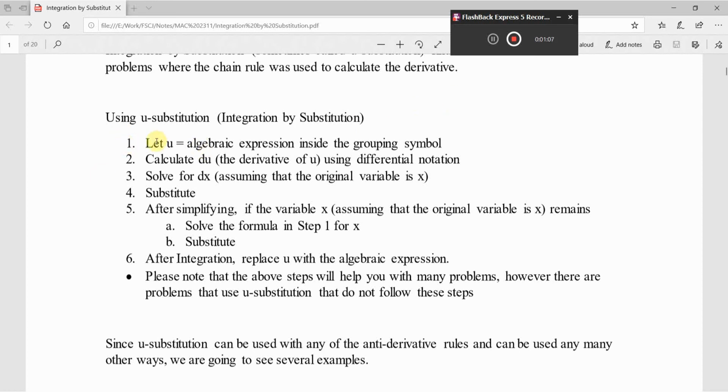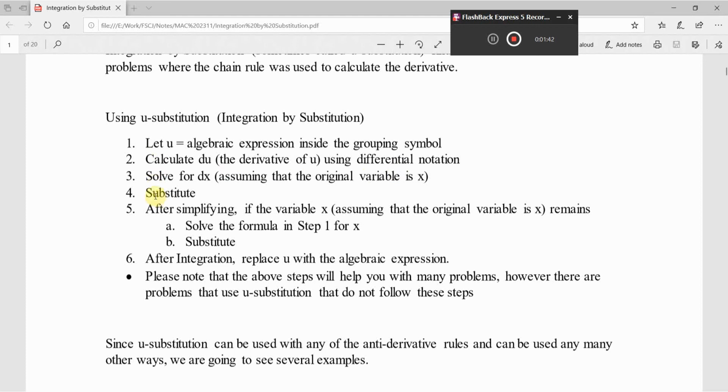So first thing we want to do is let u equal to the algebraic expression that's inside the grouping symbol. Once we do that, we're going to take that equation and calculate the derivative of u. So we're going to calculate du using our differential notation. From that equation, we are going to solve for dx, again assuming that our original variable was an x.